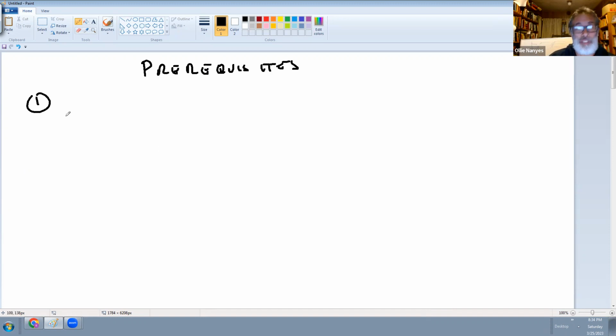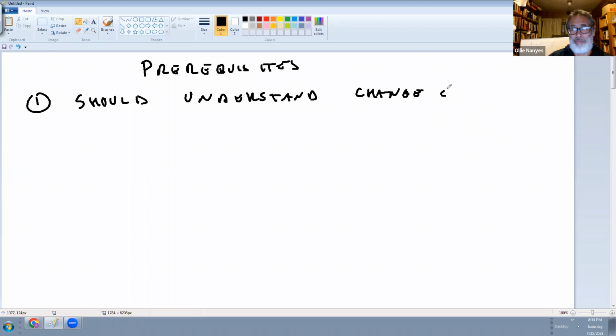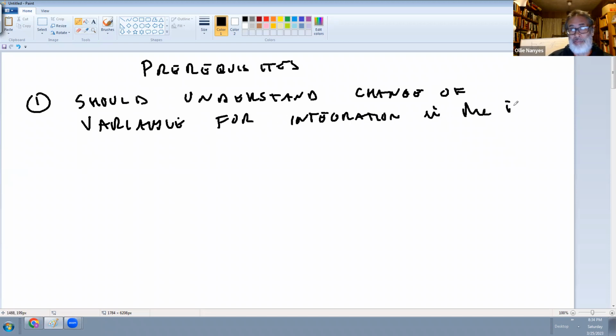The first prerequisite is that you should understand change of variable for integration in the plane. In other words, you should know what a Jacobian is, limit changes, etc.